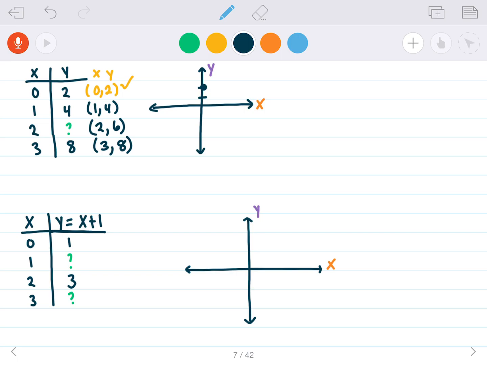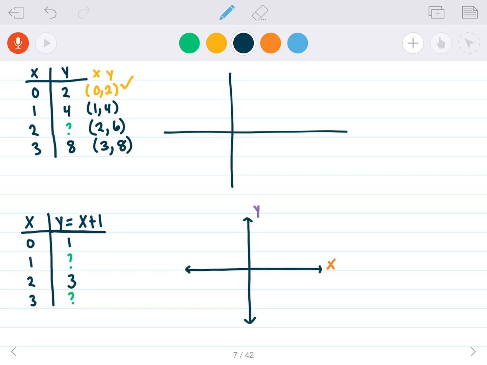So that's that point. Then we have 1, 4. So when X is 1, we go to the right 1, and then we go up 1, 2, 3, 4 to get that next point. When X is 2, Y is 6. So we're kind of going off the page here, but it's okay. And then we finally go to 8. It's a terrible picture. I guess the point that I'm trying to make is that this is a line, so it's going to look something like this with all of our points on the line.